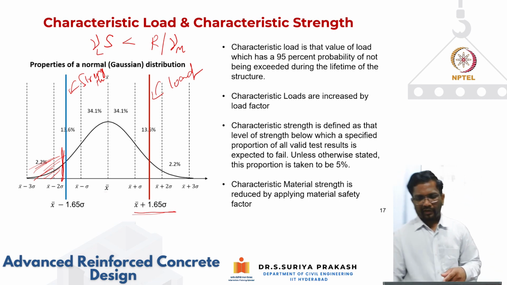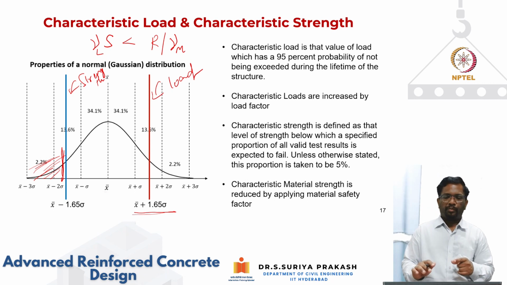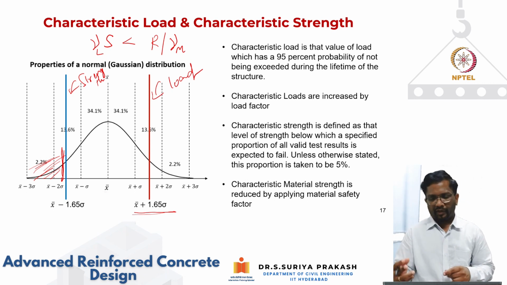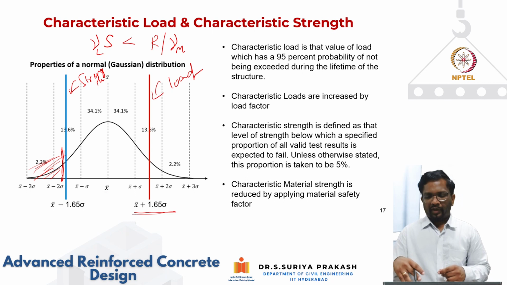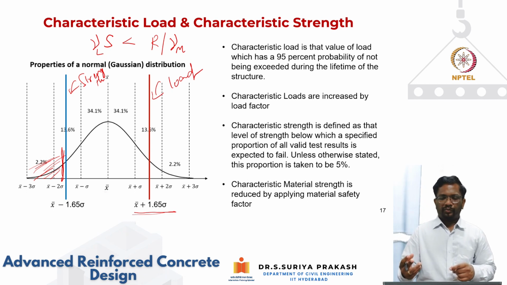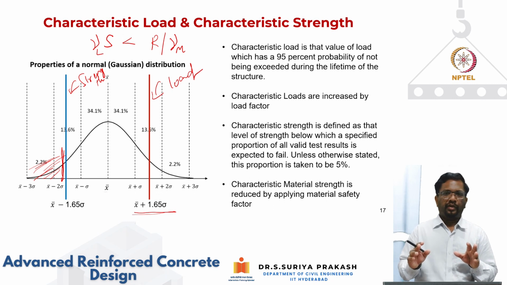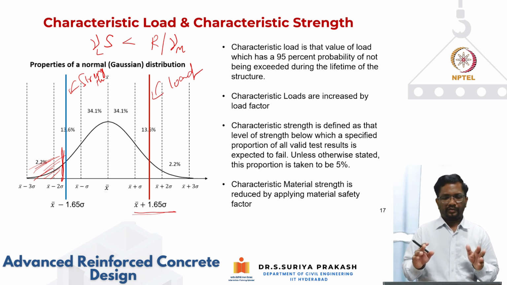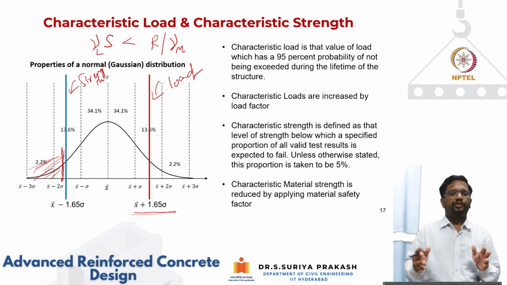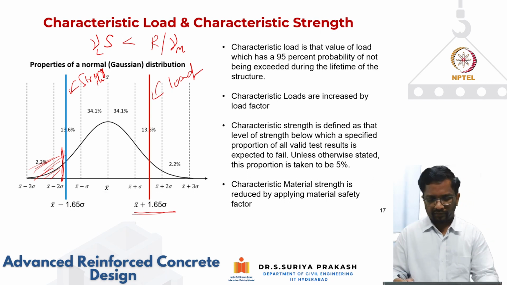So characteristic load is the value of the load which has a 95% probability of not being exceeded. Characteristic strength is what? It is the level of strength below which there is only a 5% probability of the strength being lesser than that chosen value. So that is what we are going to use.